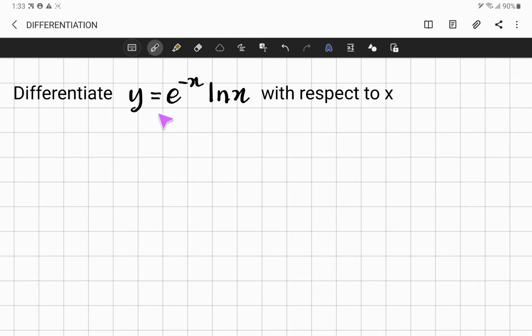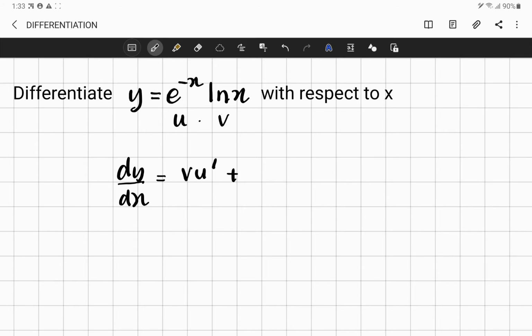Differentiate y equals e to the power negative x times ln x with respect to x. We're going to use the product rule because we have two different functions in terms of a product. Differentiate y with respect to x, we get dy/dx equals vu prime plus uv prime.